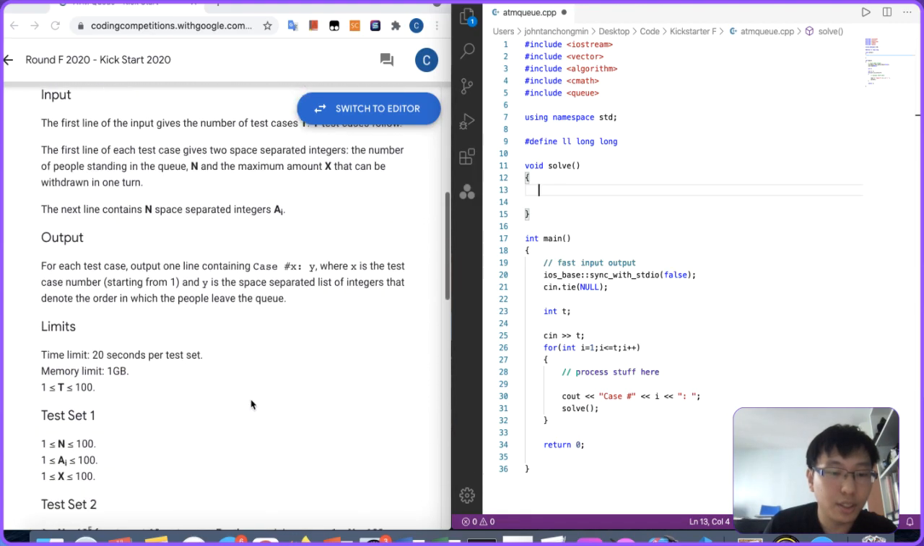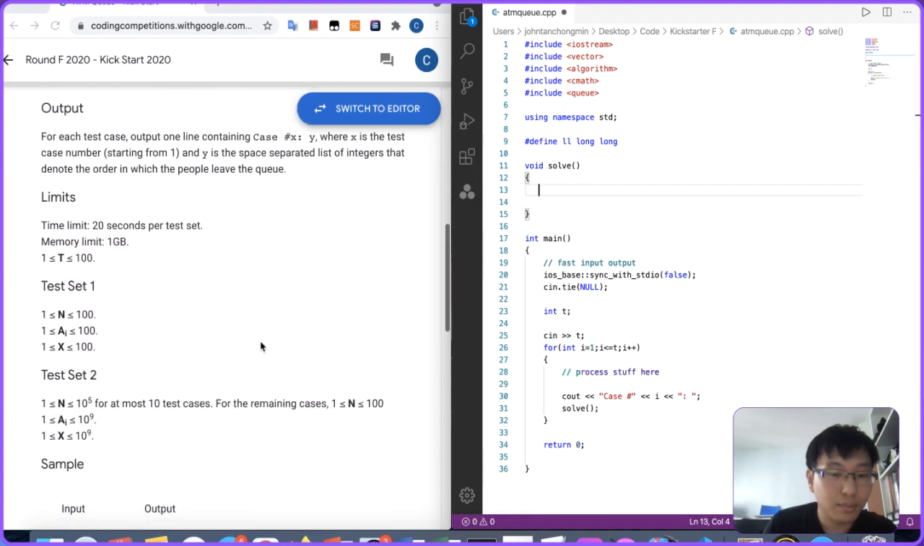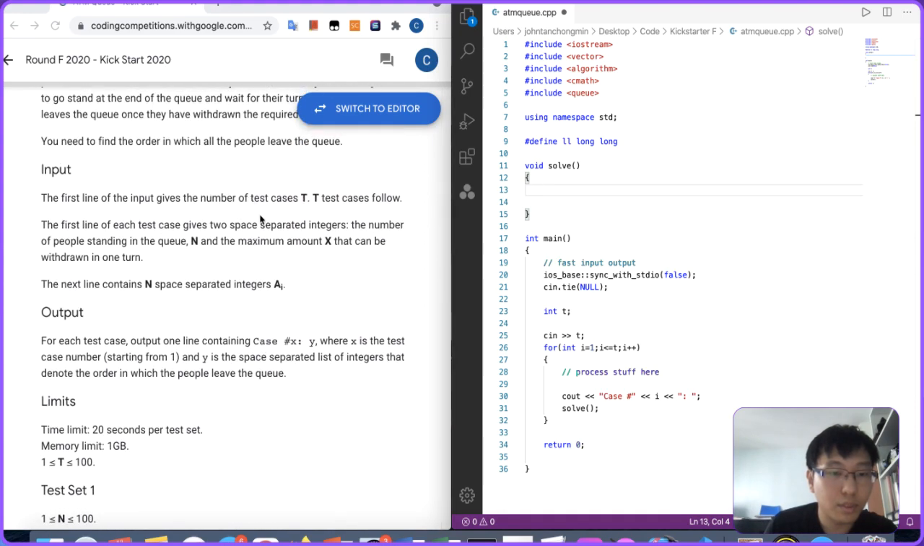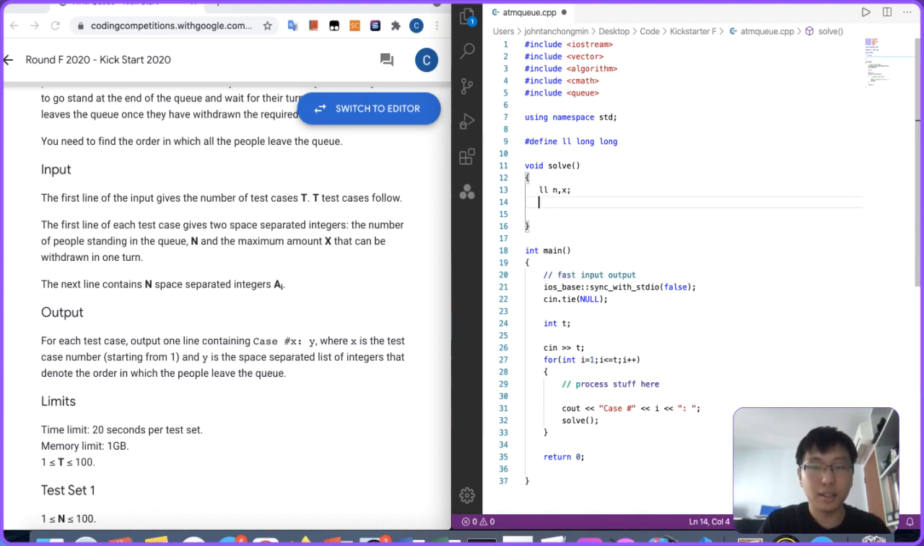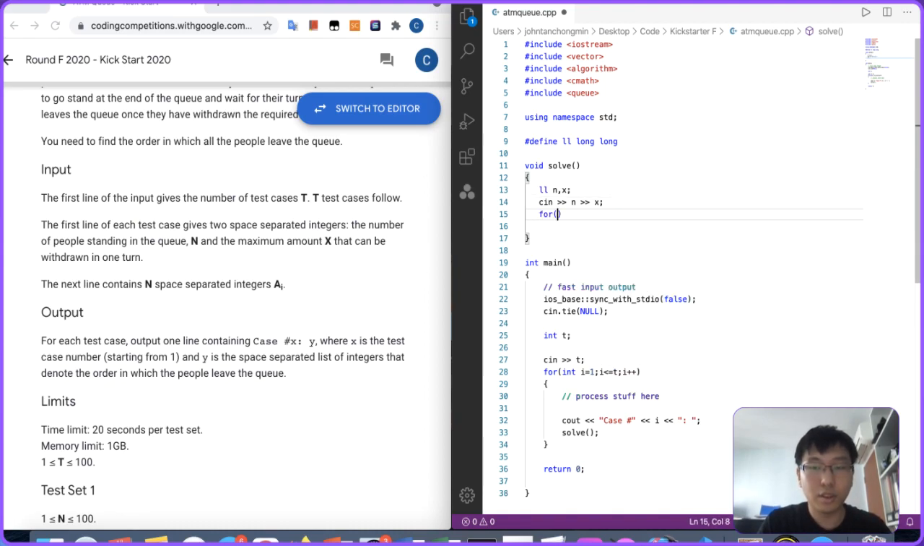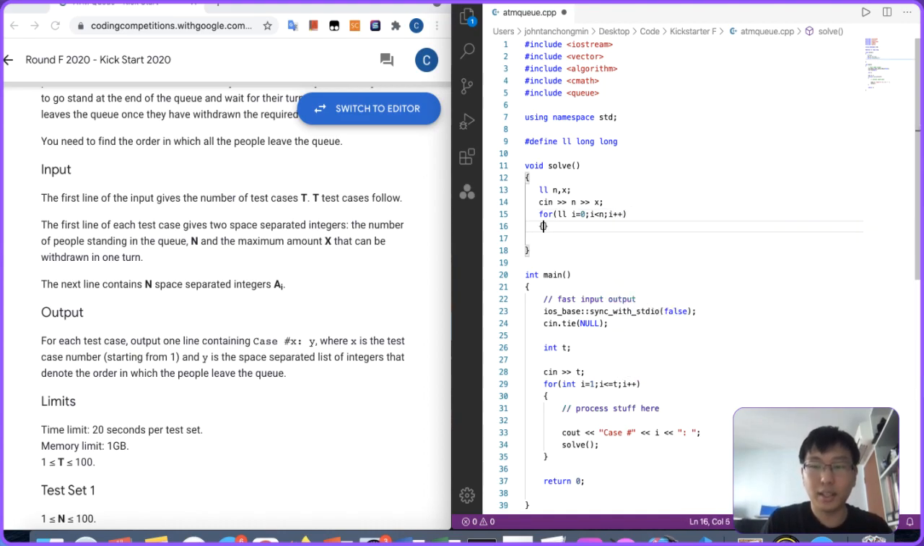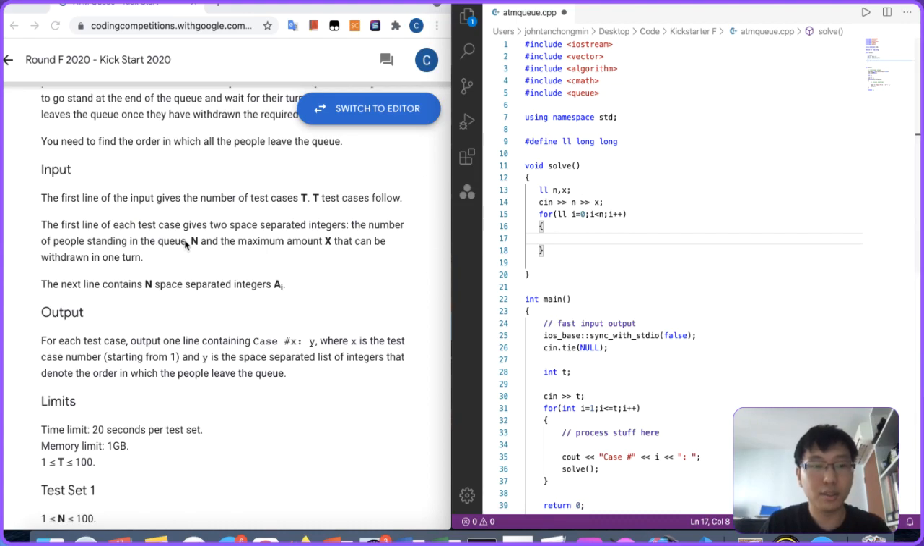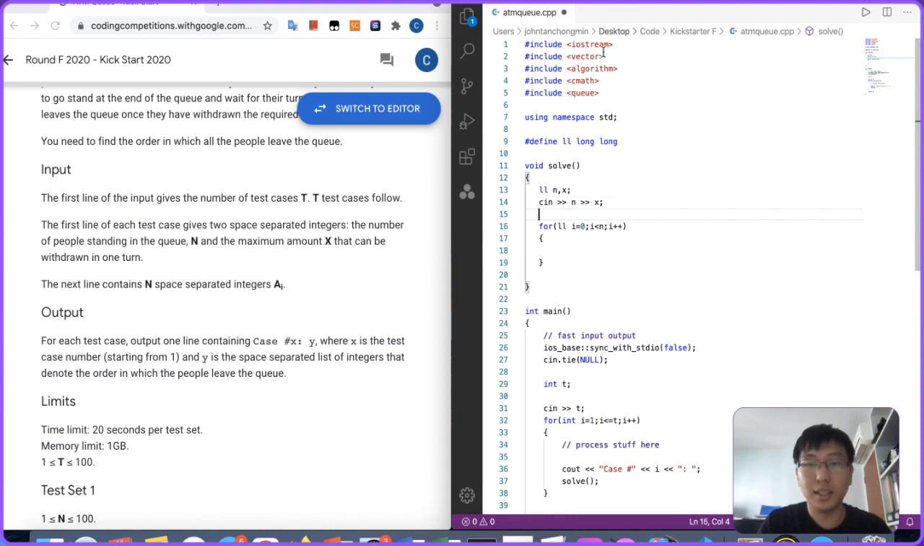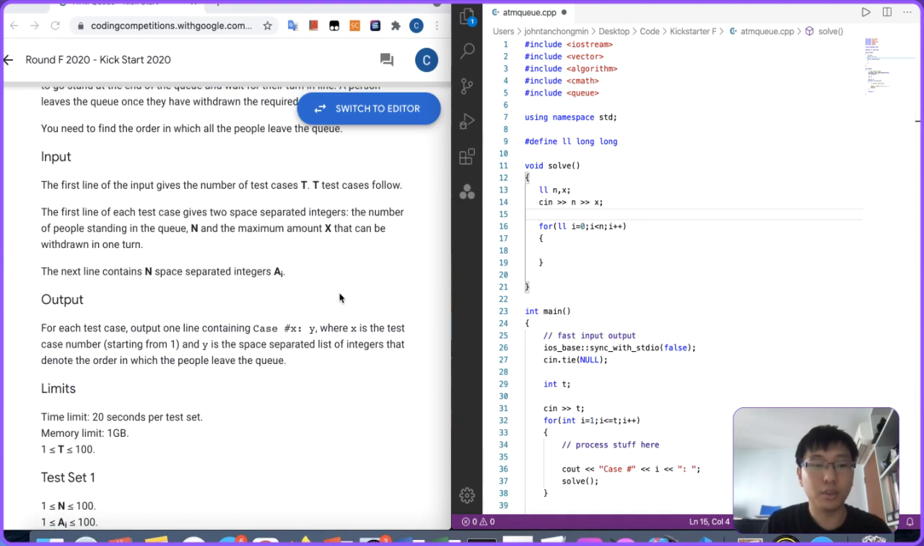The input for this is n and x. Okay, so let me just do long n, x. Okay, let me take in this. For long i equals 0, i smaller than n, i plus plus, and then we take in the next one. So basically I can actually do a list, I guess, because a vector, if I were to push out one by one, it will take very long to do this.